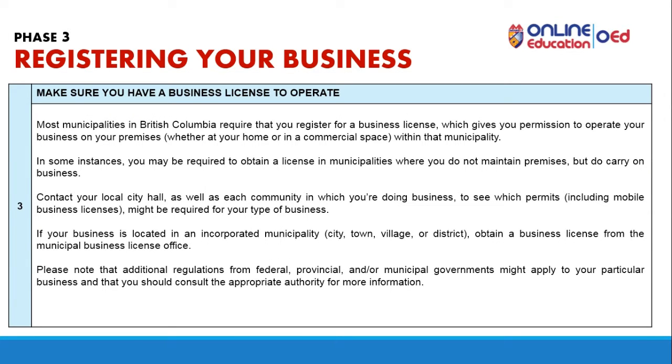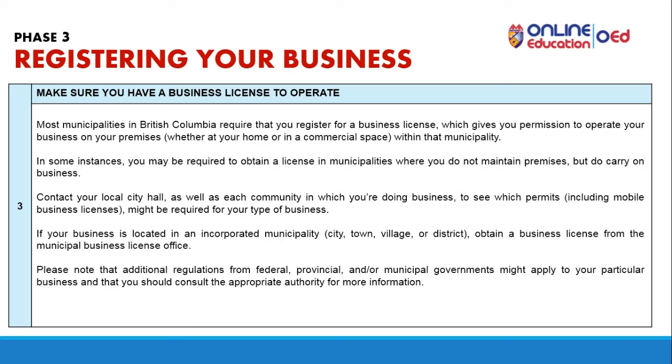All right, make sure you have a business license to operate. After thinking of the name and doing the steps on how you are going to register, now you will need to have a business license to make sure that your operation is legal. Most municipalities in British Columbia require that you register for a business license, which gives you permission to operate your business on your premises, whether at your home or in a commercial space within the municipality.